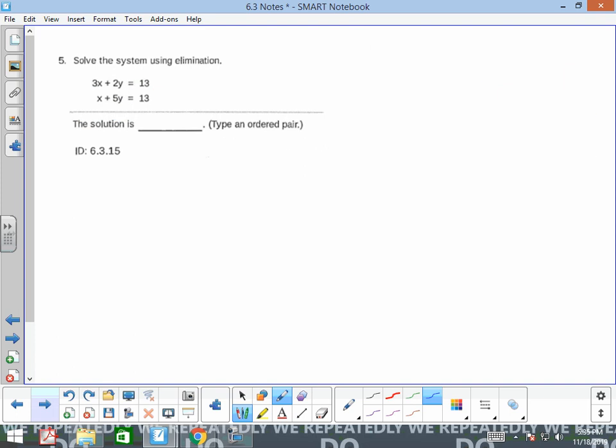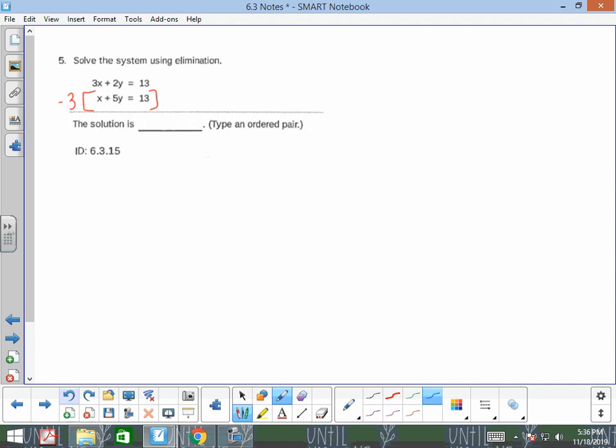Okay, on this one, I got 3x and x, and then I have 2y and 5y. Neither one of those will become 0 if I just add these together. So which one would be easiest to eliminate? I feel like the x term would be easiest to eliminate if I multiply every term by negative 3.